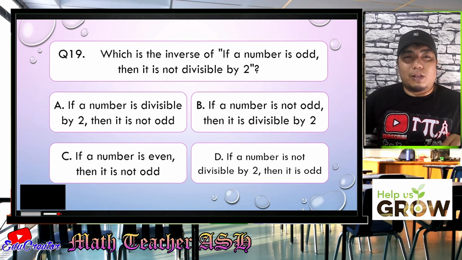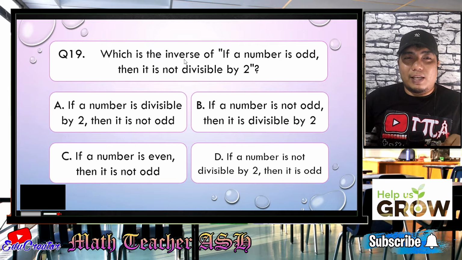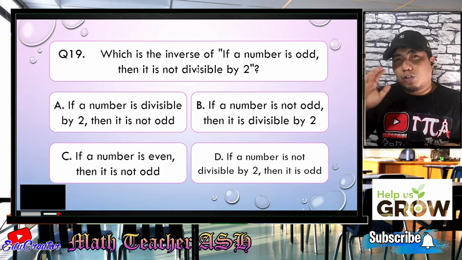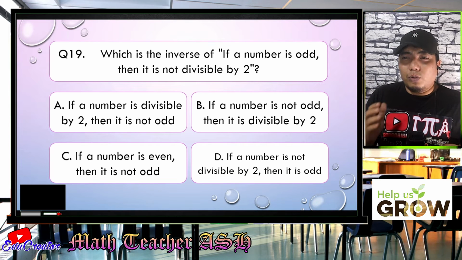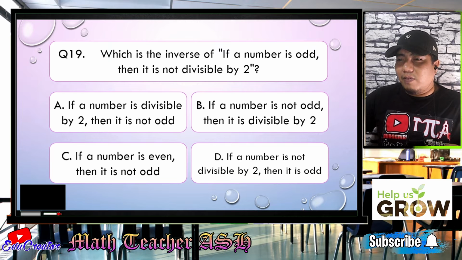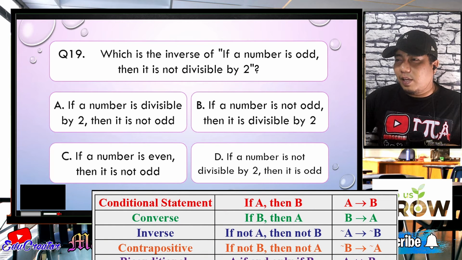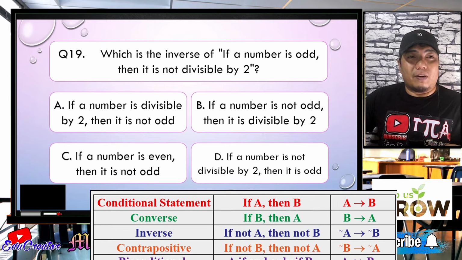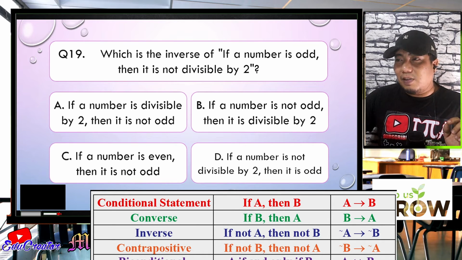All right, my dear math learners. Now, what we have here is the inverse statement, so we need to find the inverse. The question is, how do you know what an inverse statement is? Let me show you this given form. We have here the conditional statement, the if-then. In the if-then statement, we have if A, then B. That is, if a number is odd, then it is not divisible by 2. So that is if A, then B.